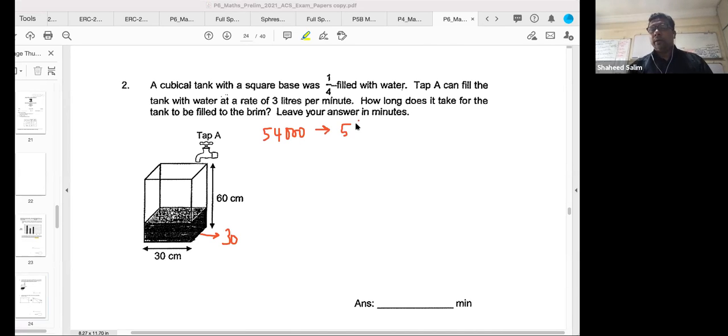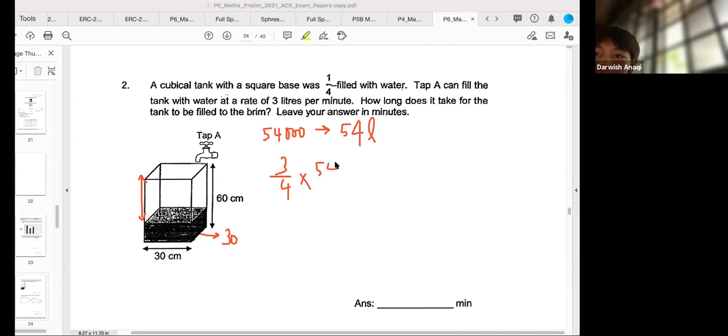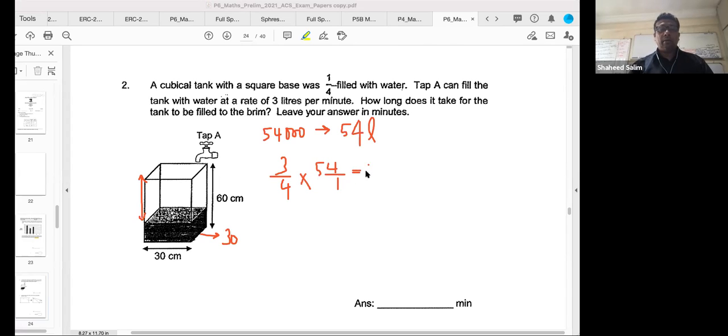Well done. Now, if you know this is 54 liters, how much more water is needed? Well, this is 1/4. How much? 3/4 times 54. Correct. 18? What do you get? No, you get 40.5 liters. 1/4 is 13.5. You will find out that 1/4 is 13.5. So take 54 minus 13.5, you get 40.5. This one 40.5 liters. You have to fill up.